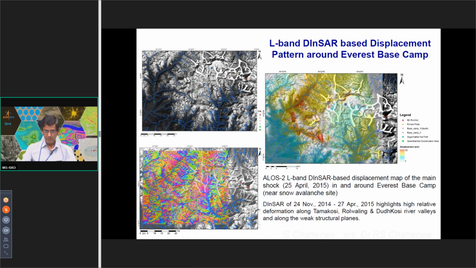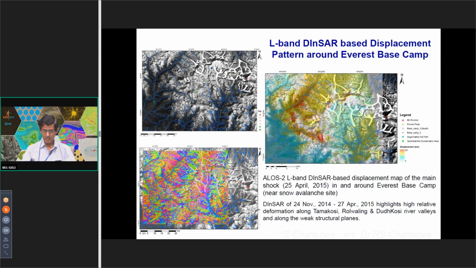There the peak ground acceleration, PGA, is maximum. Because of that, the damage would be expected to be very, very high compared to the surrounding areas very close to the Everest base camp. And this deformation is controlled by the soft sediment as well as the weak structural planes, perhaps responsible for more deformation.